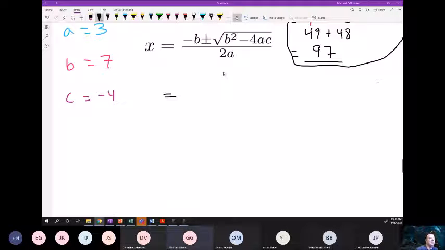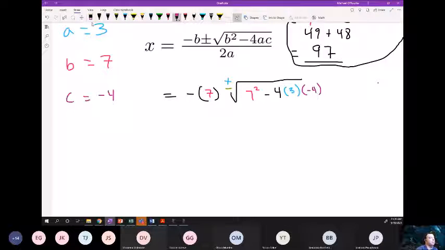Gabe, are you done writing the numbers in? No. All right. So I'm going to write the numbers in here. So first things first. You should have negative 7. Then I'm going to go plus minus the square root of b squared. So 7 squared minus 4. We have a here, which is 3. And we have negative 4, all divided by 2 bracket 3. Okay. How did we do in typing in and getting all those numbers in?